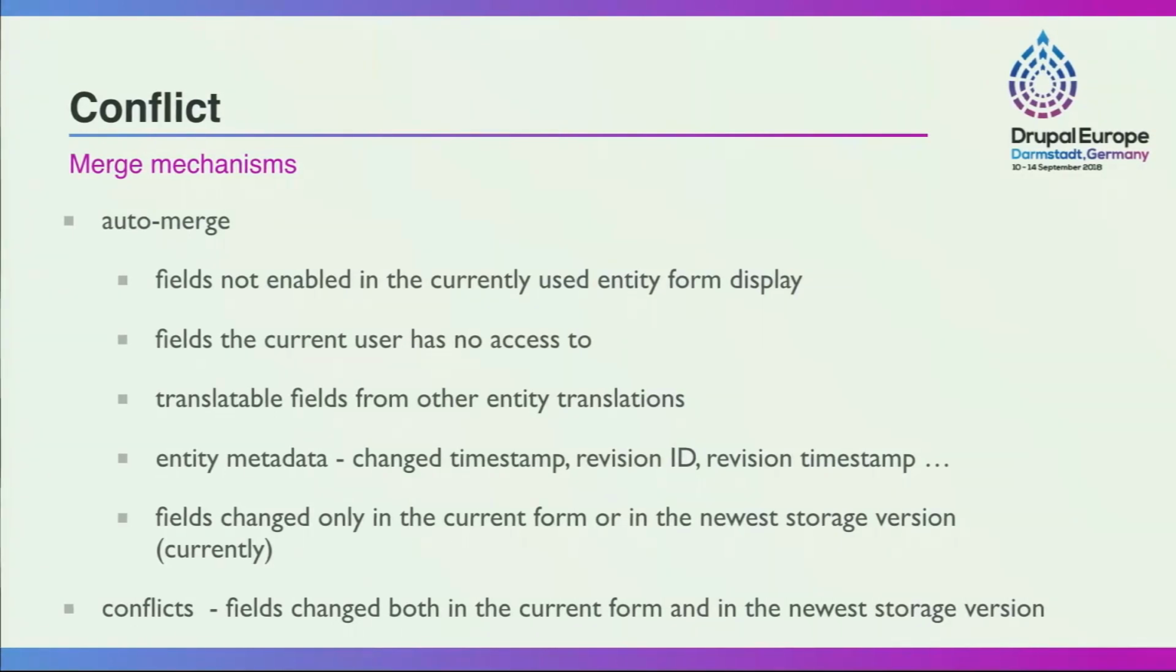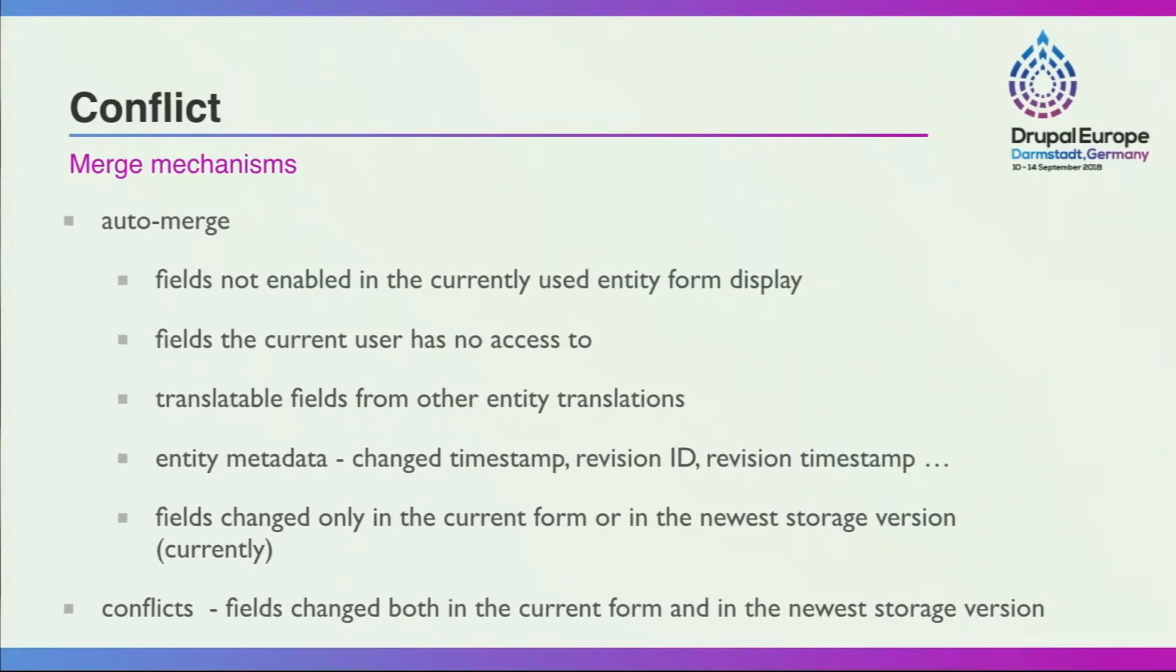Translatable fields of other translations. If we're editing the German translation, it doesn't make sense to show any kind of conflicts, and we cannot for other translations. And the entity metadata that gets updated automatically each time an entity form is saved, including the change timestamp of the entity, its revision ID, and the revision timestamp.